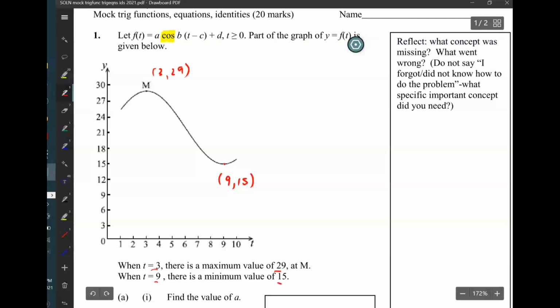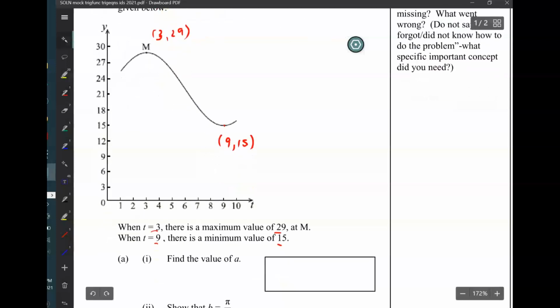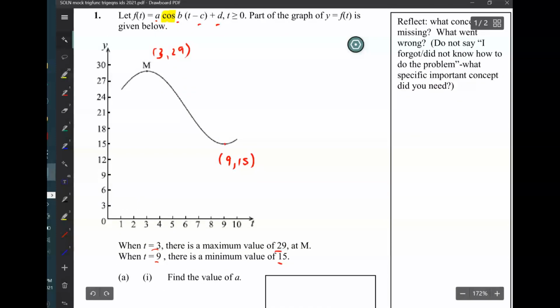Those are maximum and minimum values, which are critical for finding the parameters of the f of t function: a, b, c, and d. The first thing the problem asks us to do is to find the value of a, which is the amplitude. Remember, the amplitude is basically the vertical distance from the mean line to the maximum or the mean line to the minimum. That's the way I prefer to think about it. If you think about it that way, the mean line looks like it would be halfway between 29 and 15 in height.